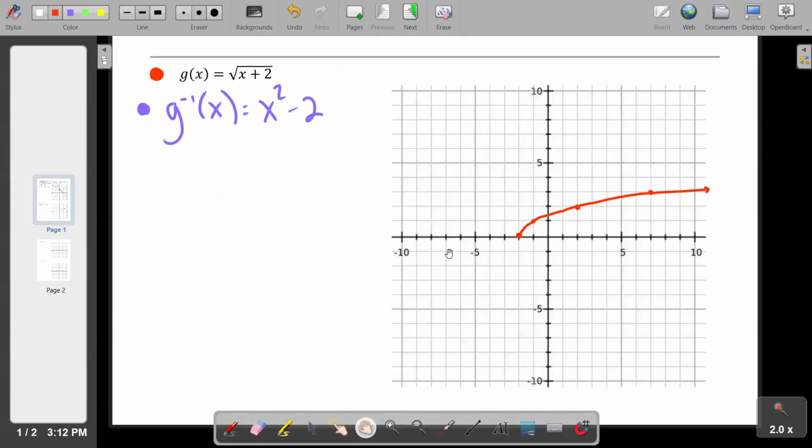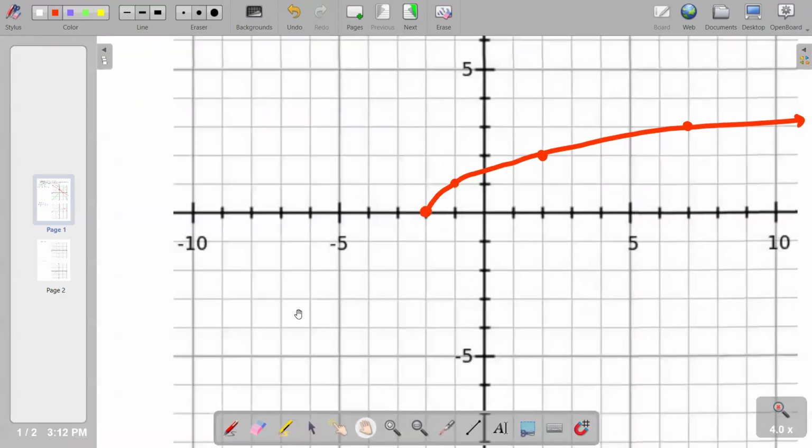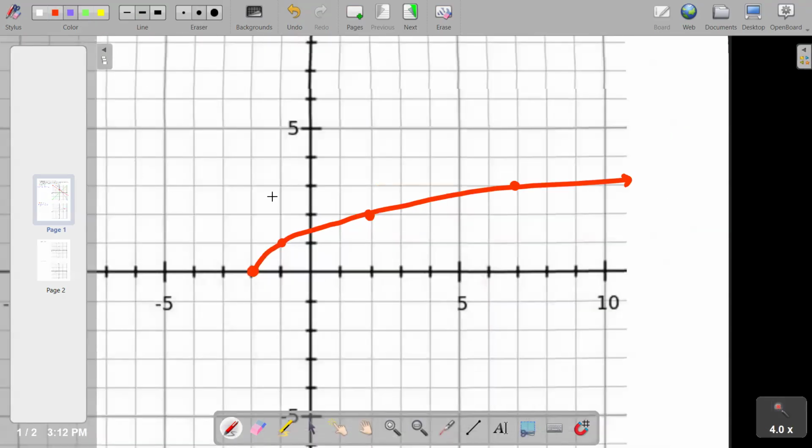What family is that from? X squared, quadratics, parabolas, right? And so the OG parabola, as you know, and I hope you know this, and we didn't spend a ton of time on it, would have points here, here, here, here, so on and so forth.